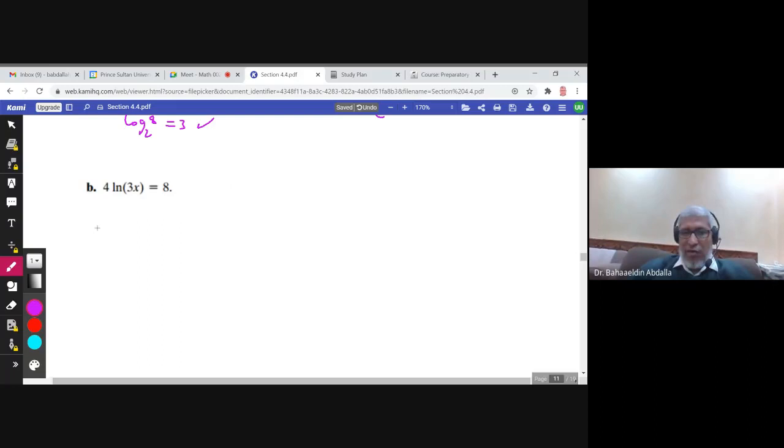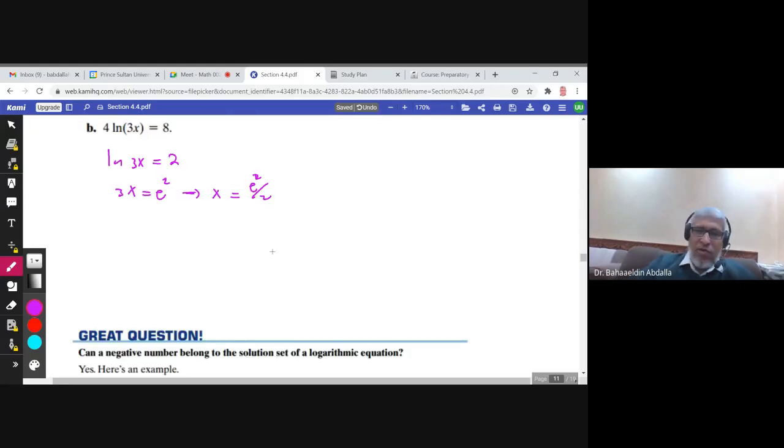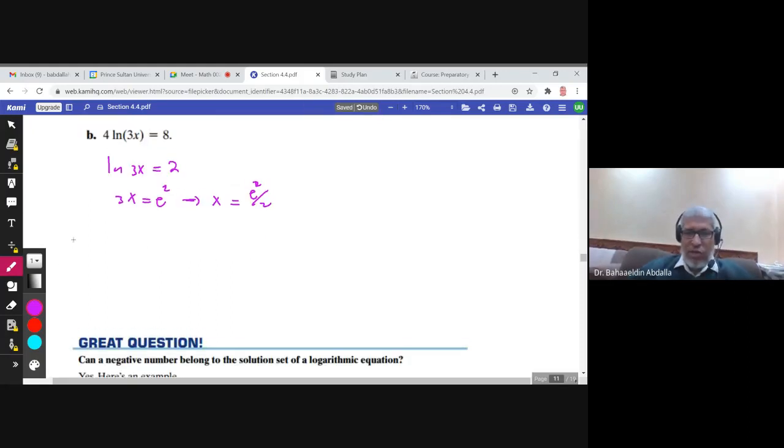Here you divide by 4 first. So you will have ln 3x equals 2, and then 3x would be e to the power 2, and x would be e square over 2, and you have to check your answer. Checking your answer by changing x to e square over 2 in the original equation.